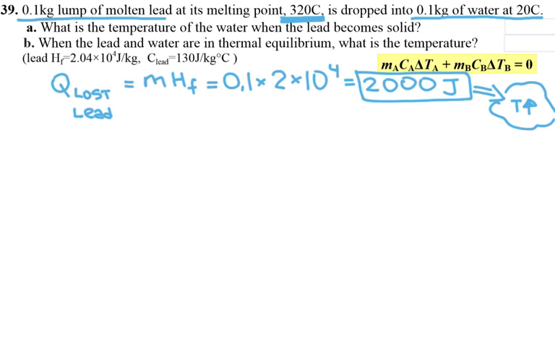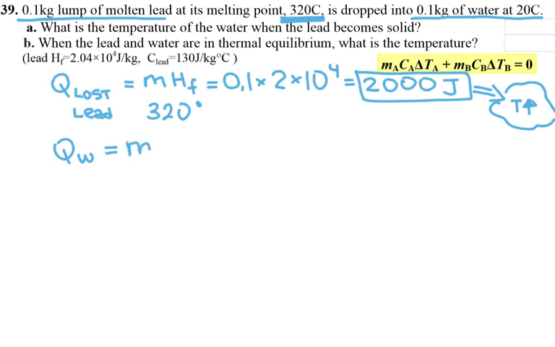Temperature did not change. So the lead is still at 320 degrees Celsius now, but it is just in solid state. So now all this heat, 2000 joules, went into the water. And I want to know by how much the temperature of the water is going to change.